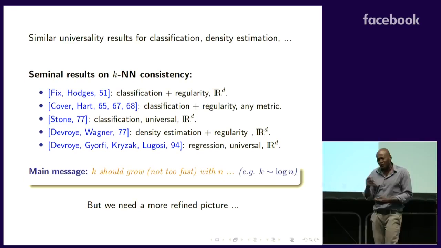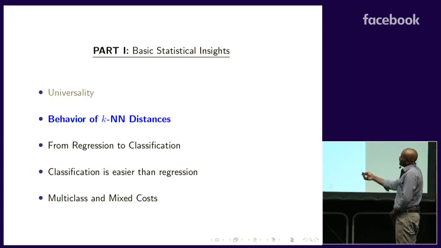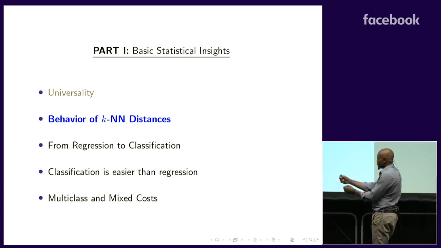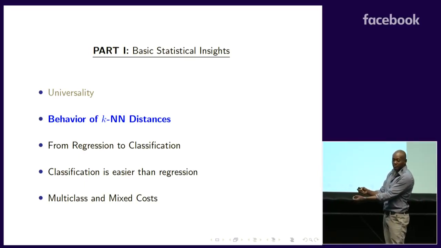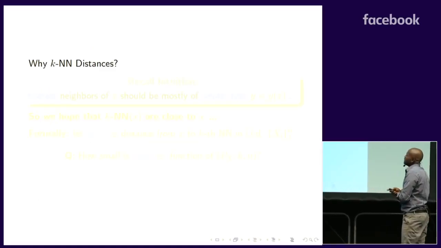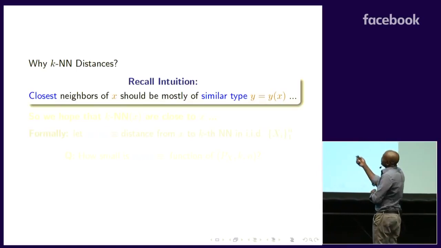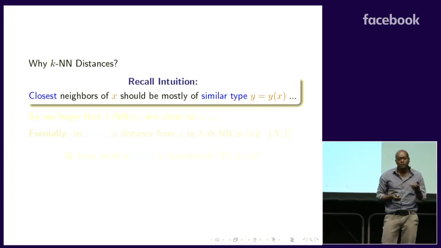In order to get that more refined picture, I'll start with trying to understand the behavior of nearest neighbor distances. And by nearest neighbor distances, I just mean how far the nearest neighbors are from the point. Because even to get the universality results, we tried to understand how far the nearest neighbors were from the point. And here's another reason to start with nearest neighbor distances. Recall the working intuition: why do nearest neighbors work?